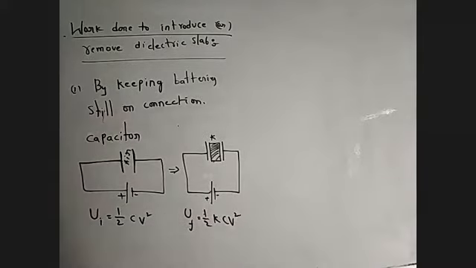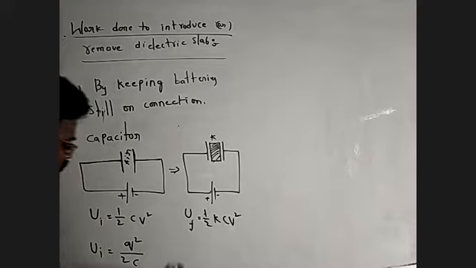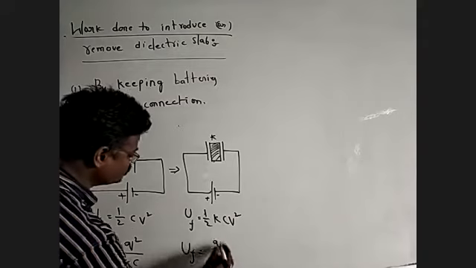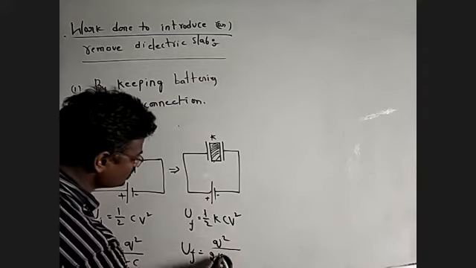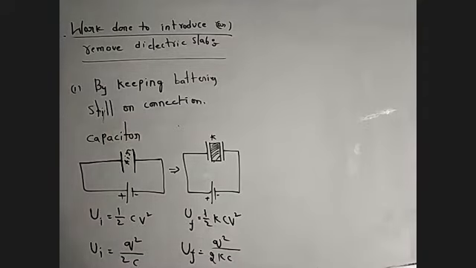That is a formula. We have one more formula, the Q square by 2C formula. This is another energy formula. This is the energy stored in a capacitor in the form of Q and C. Initially Q square by 2C. This is the final energy: Q square by 2KC.